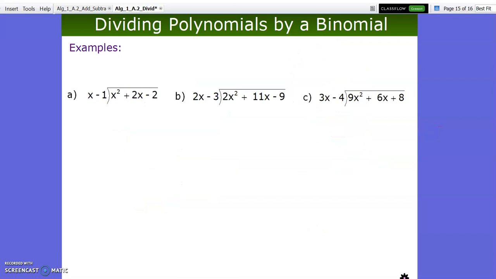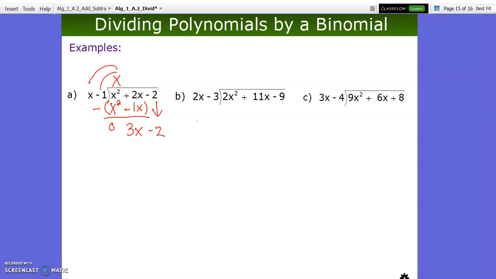Let's try some more. X goes into x squared, x times. Distribute. X times x is x squared. X times negative 1 is a negative 1x. Put it in parentheses so you can subtract. X squared minus x squared is 0. 2x minus 1x is 3x. Bring down the minus 2.